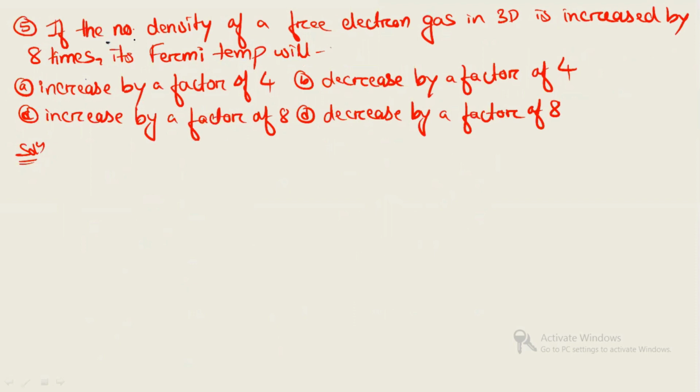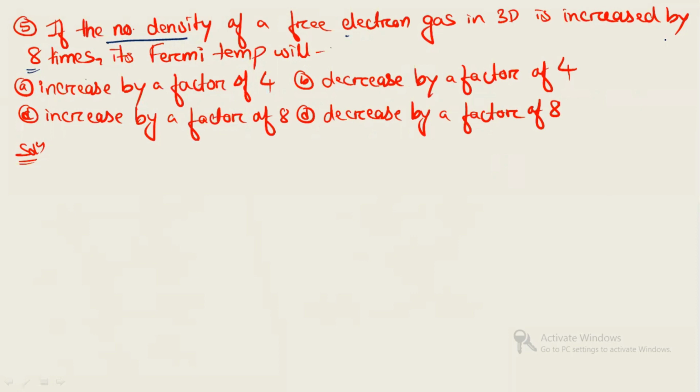So, the number density of a free electron gas in 3 dimensions. This is what you asked. The number density of a free electron gas in 3 dimensions is increased by 8 times. So if you know the relationship, the number density is given to you.